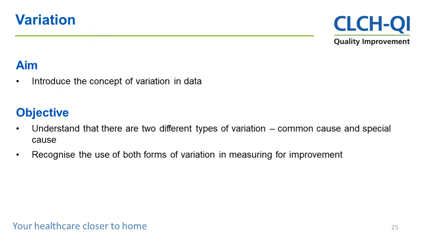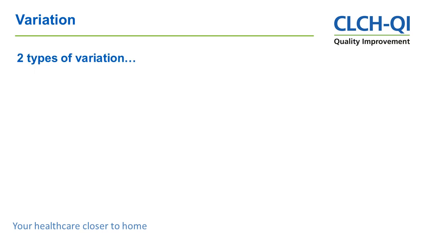The purpose of this session is to introduce the concept of variation in data and for you to understand that variation exists in every single piece of data that we collect. What I'd like you to take away from this session is that there are two different types of variation, known as common cause variation and special cause variation. I'd also like you to recognise that both of these are very useful in understanding the impact of QI and measuring for improvement.